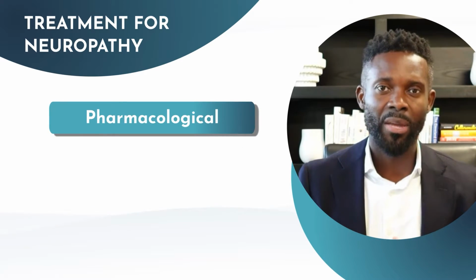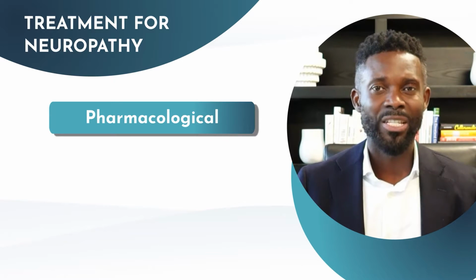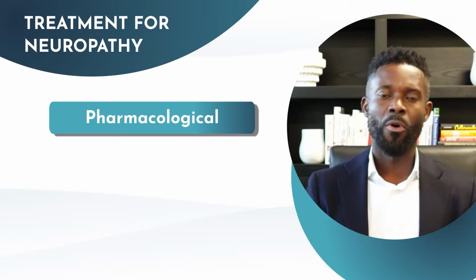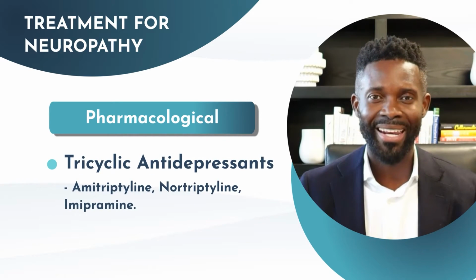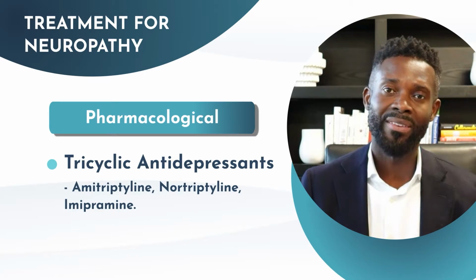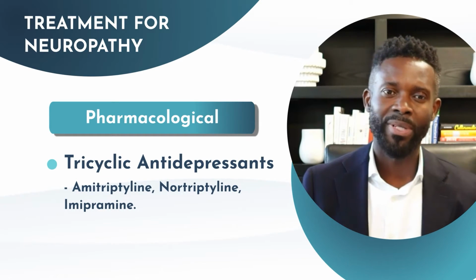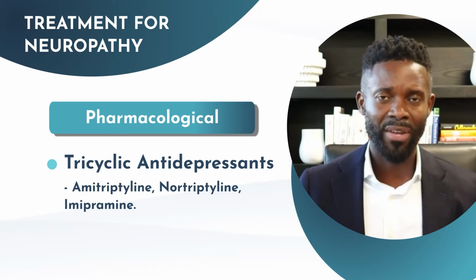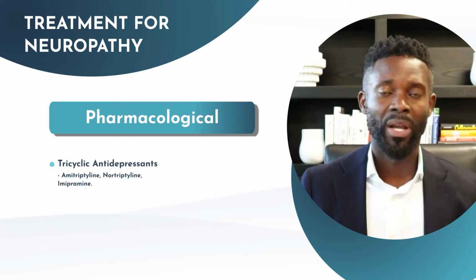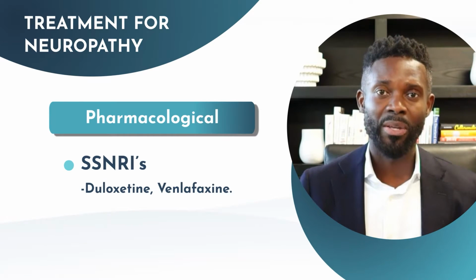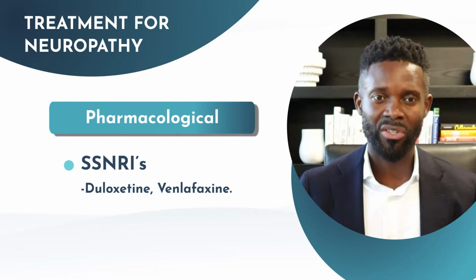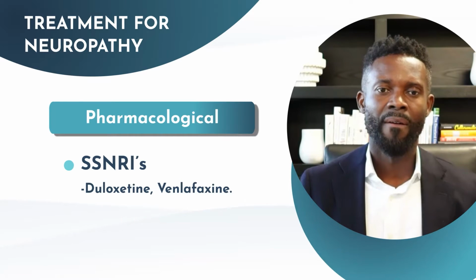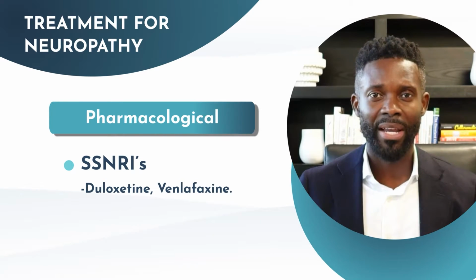So this is where your doctors can prescribe medications, and specific medications that we have a lot of evidence for to help with pain include tricyclic antidepressants. This includes things such as amitriptyline, nortriptyline, imipramine. All of these medicines also have significant side effects that we have to be aware of. We can also use SNRIs. These are the medicines that we use to treat depression, such as duloxetine or venlafaxine, all things that can help with neuropathic pain.